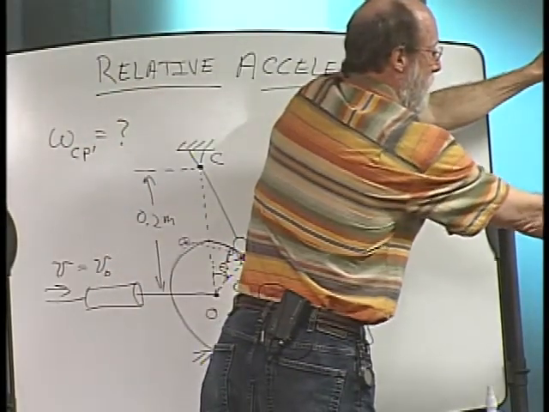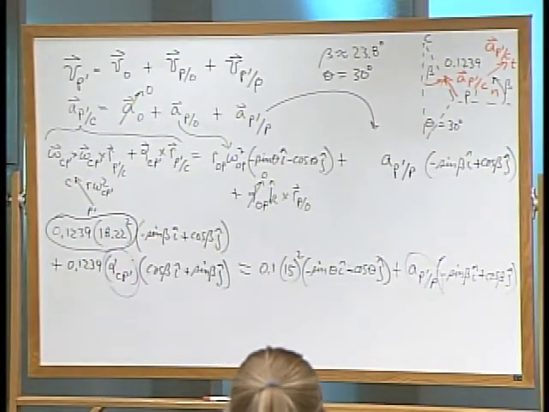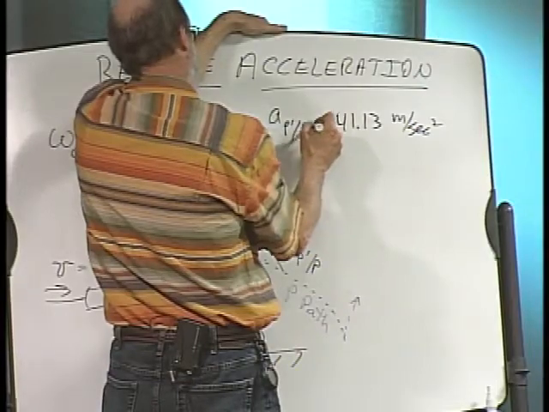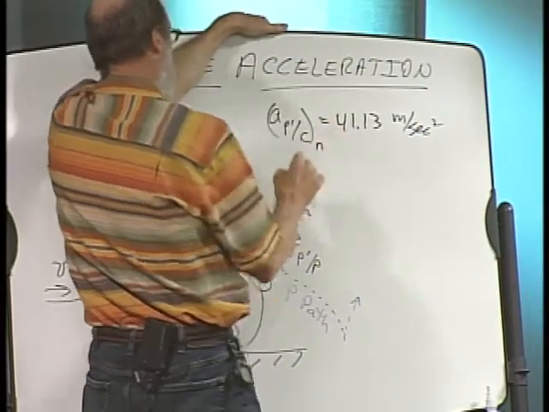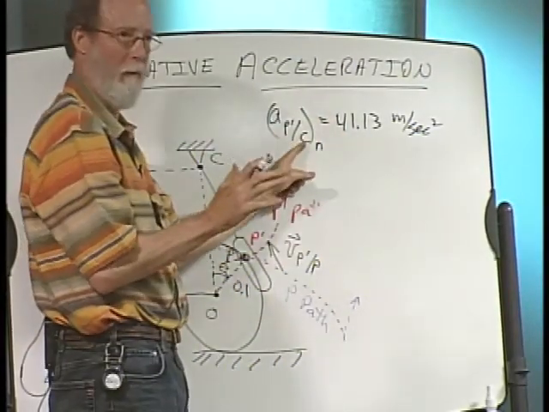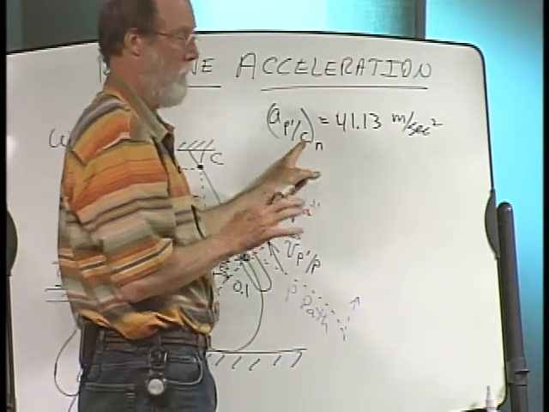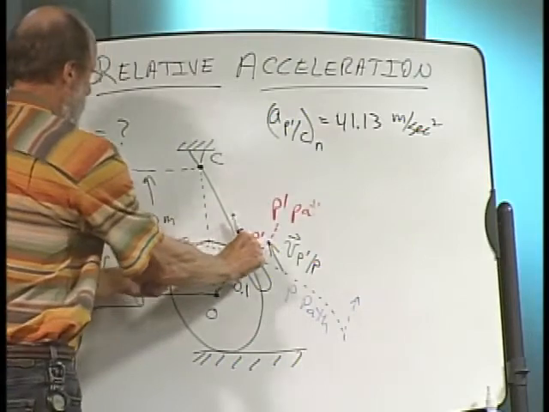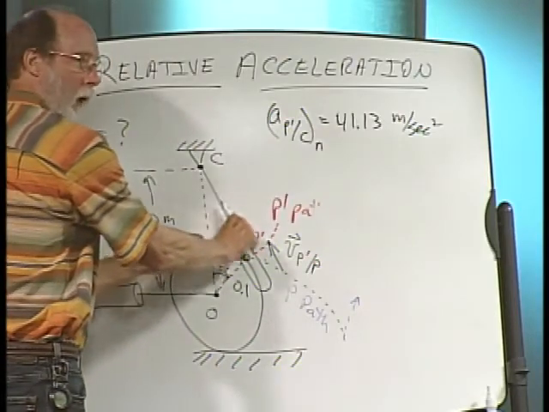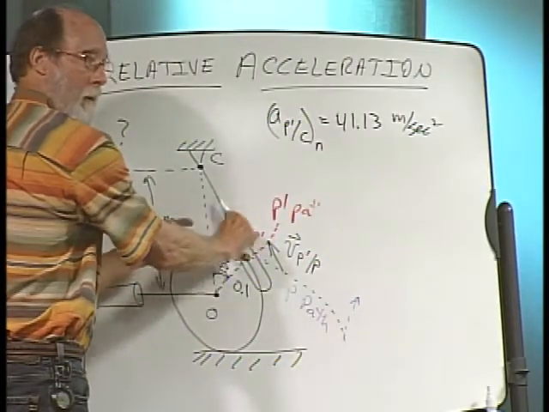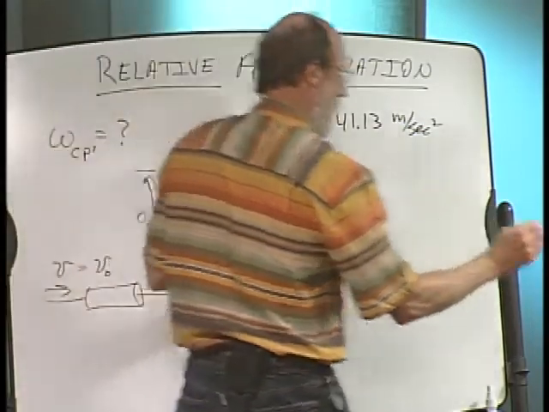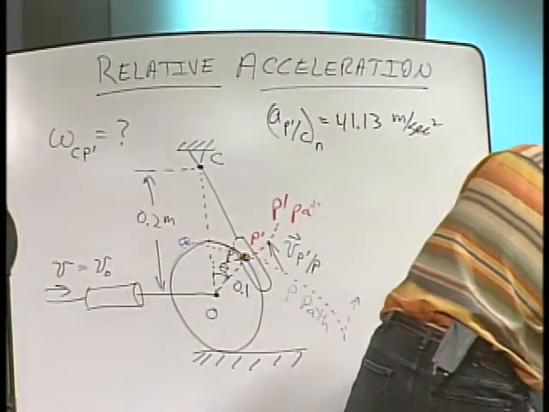That's the normal acceleration of P prime relative to C. In other words, it's a pseudo-normal. It's pointing back towards C. Everybody okay with that? It's this guy that I drew in orange on the other board. Okay. What is this now with our calculated value?